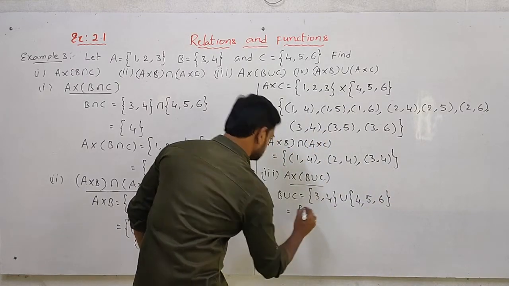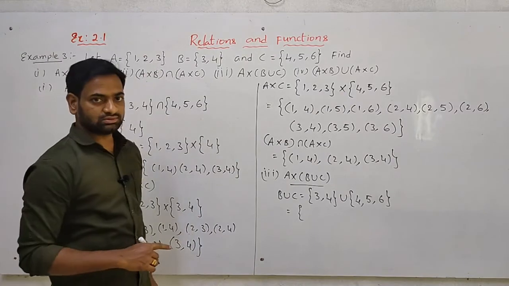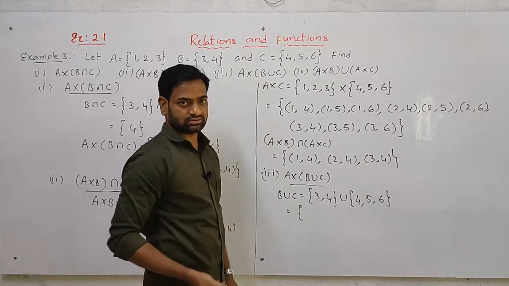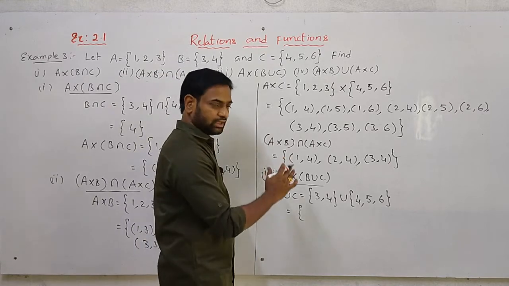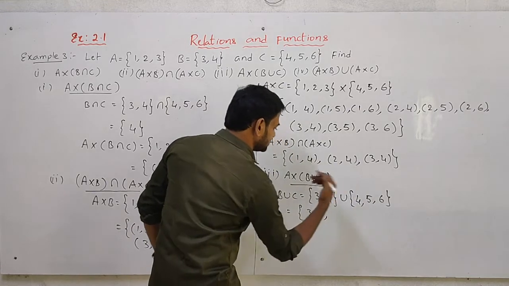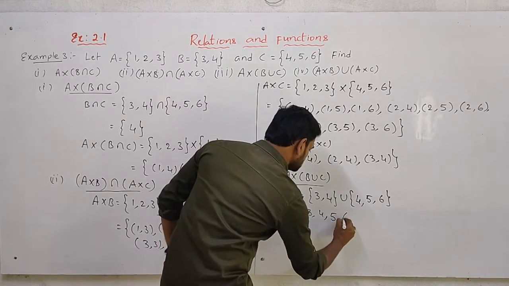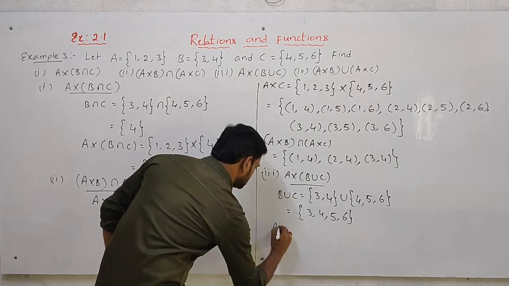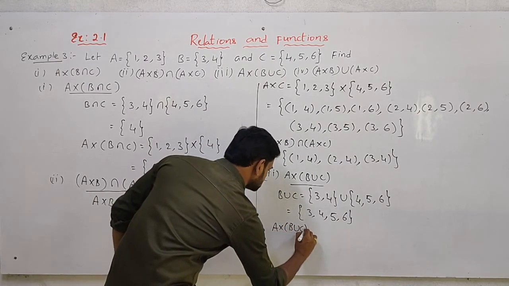Now, union means all the elements of B as well as C. All the elements I will take. So first 3, 4. 4 already is there, don't write again. 5, 6. So next I am taking cross with A. So A cross of B union C.